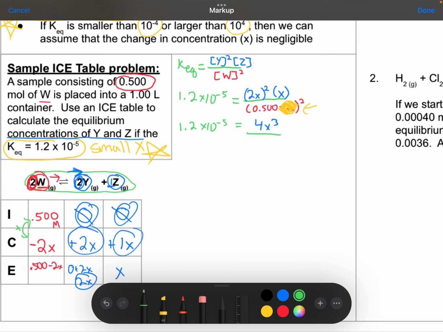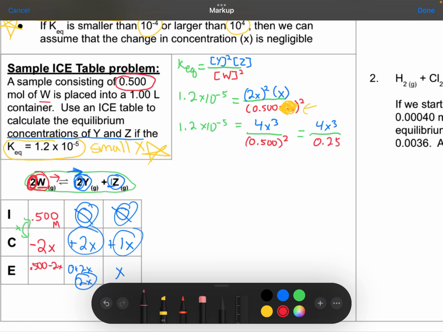And then on the bottom, since I've ignored that subtracted 2x, I'm just going to end up with 0.500 raised to the power of 2. And so I can simplify that a little bit more just to make it look a little bit friendlier. So I still have my 1.2 times 10 to the negative fifth on the left, but I can say 4x cubed divided by 0.500 squared, which is 0.25.